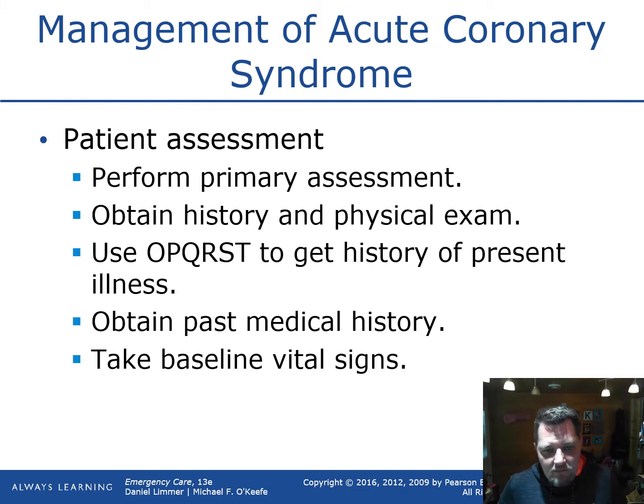All right. Use the OPQRST to get a history of the present illness. So remember, onset, provocation, quality, radiation, severity and time. Get that OPQRST to get that history of the present illness. And then obtain your past medical history. Again, this kind of goes into the history and physical. And then take your baseline vitals.